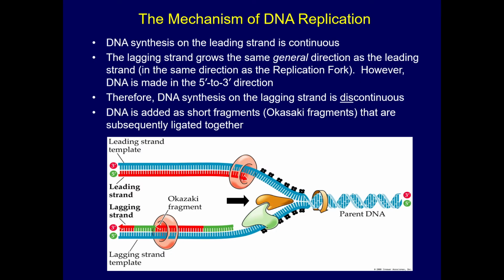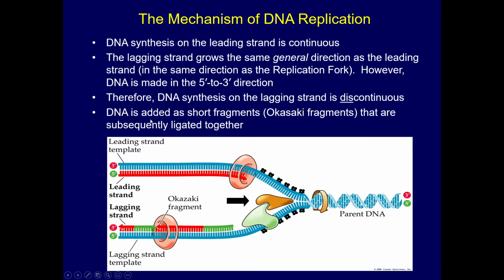DNA synthesis on the leading strand is continuous. On the top strand there, you can see that's called the leading strand. Because it's going the correct direction for the polymerase, it's going to make this whole thing all at once. There's not going to be any stops. However, the lagging strand is not going the correct direction, because remember, it's the opposite of the other one. So to make it work, it's discontinuous.